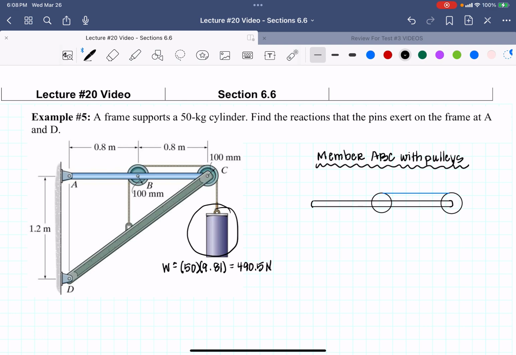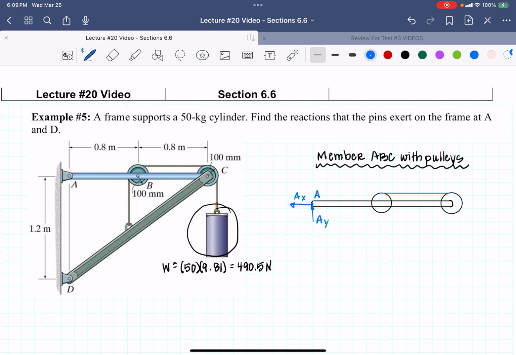So now I'm going to look at member ABC with the pulleys in it. I've got point A over here on the left, and it is a pin connection, so I'm going to have a vertical component and a horizontal component, and we're just assuming the directions.